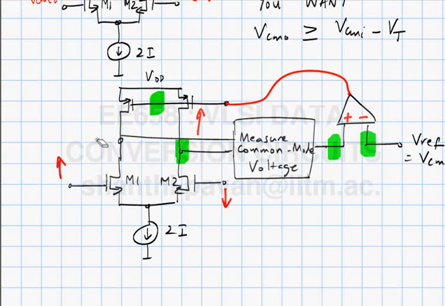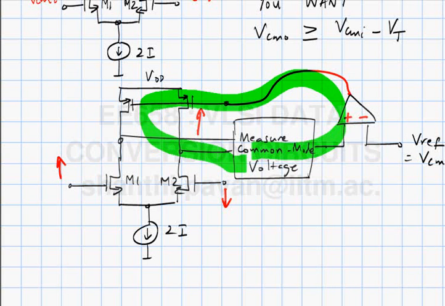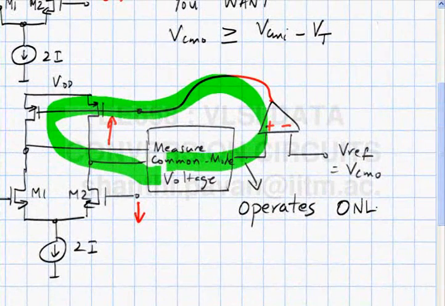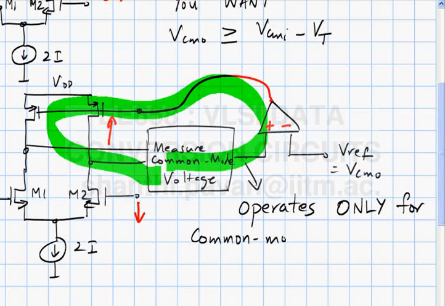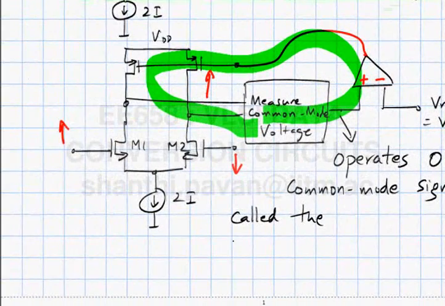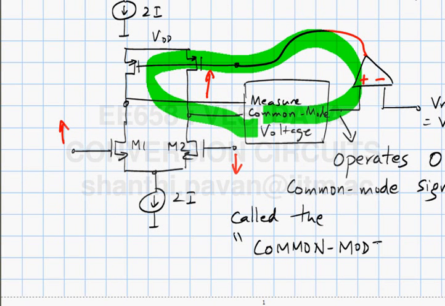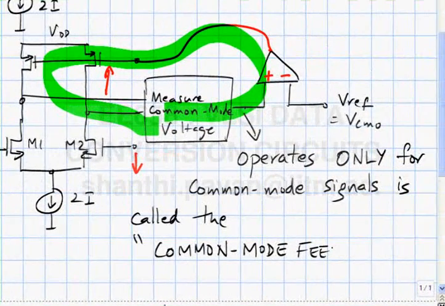So this loop, which operates only for common mode signals, is called the common mode feedback loop. The job of this loop is to hold the output common mode constant.